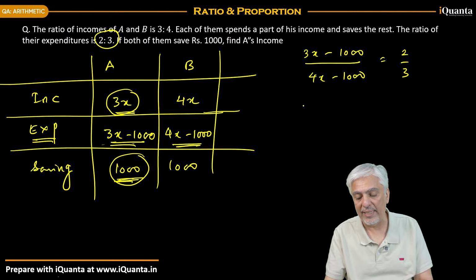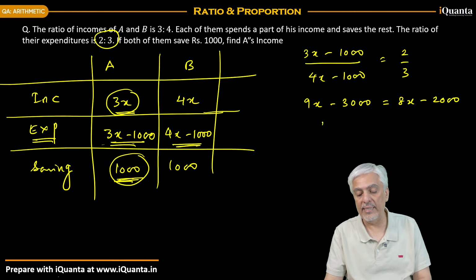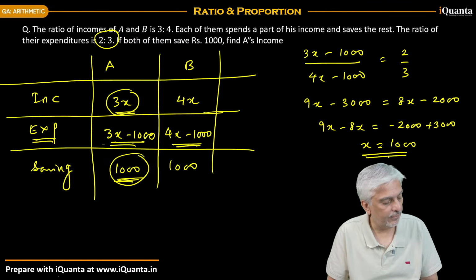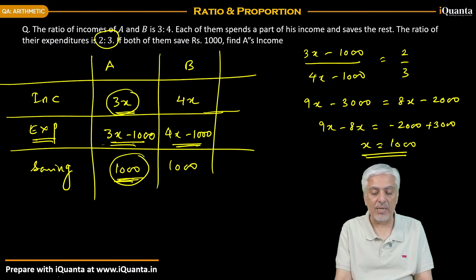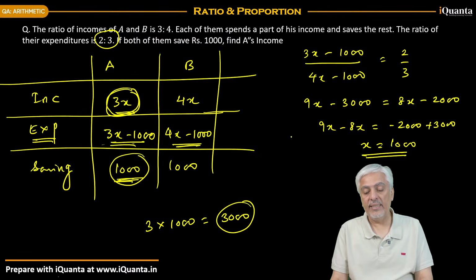So if I cross multiply, what will I get? 9x minus 3000 is 8x minus 2000. 9x minus 8x is minus 2000 plus 3000. x is 1000. And you got x, but you still wanted to find the income of A. So A's income will be 3 into 1000. Final answer 3000.